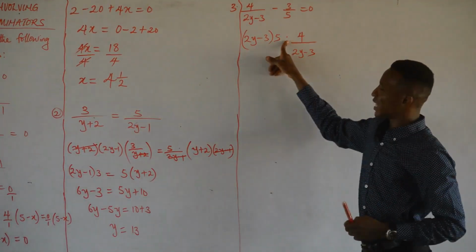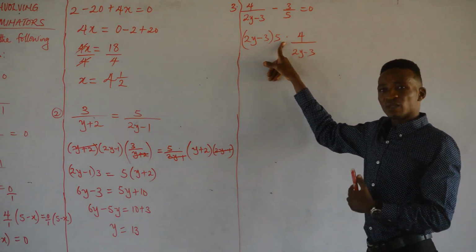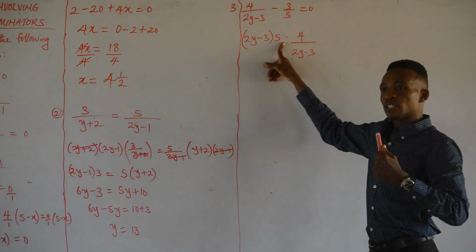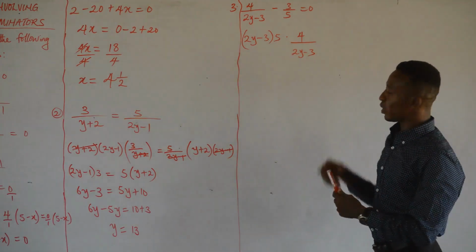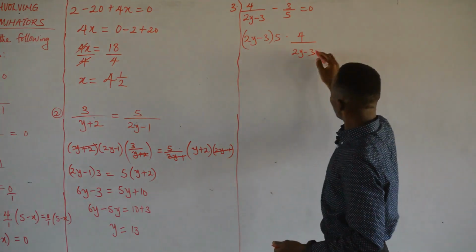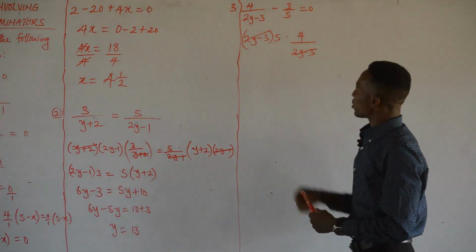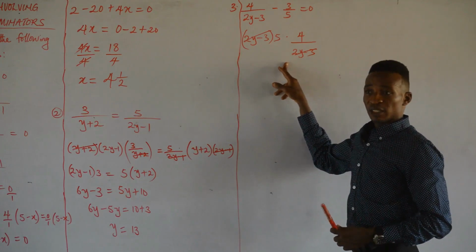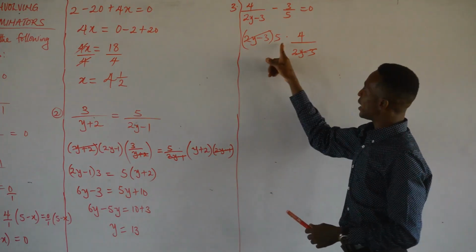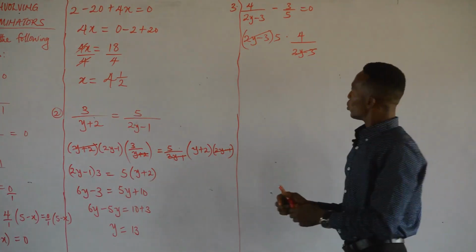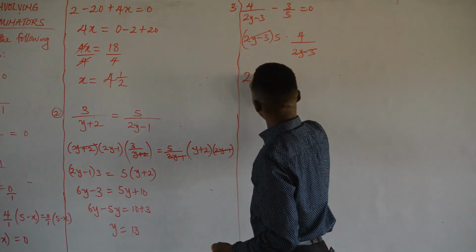So that means we have 2y minus 3 into bracket 5, then I'm going to use it to multiply what we have here, which is 4 divided by 2y minus 3. Now, the dot I used here stands for multiplication. So in most cases, if you see me using dots, it stands for multiply. What we just need to do here is cancel out 2y minus 3, because it is common here. Then you're left with 5.4, which is the same as 5 times 4. So 5 times 4 here gives me 20.